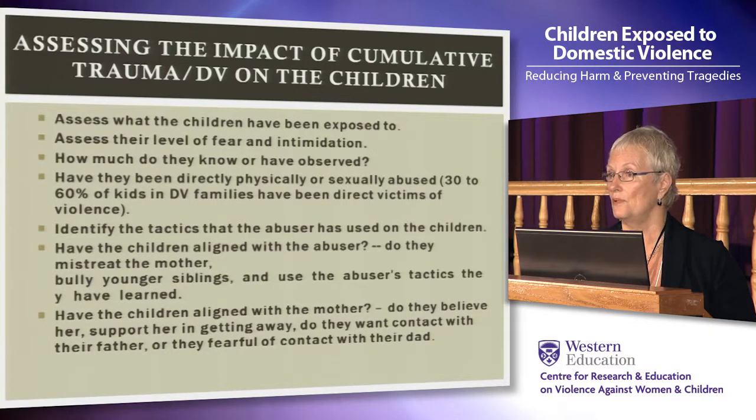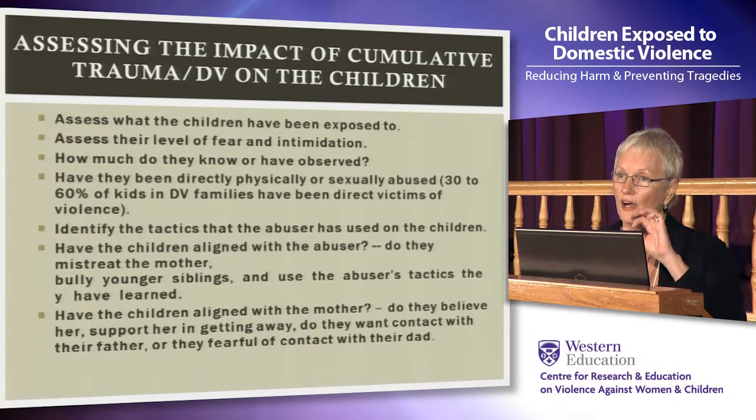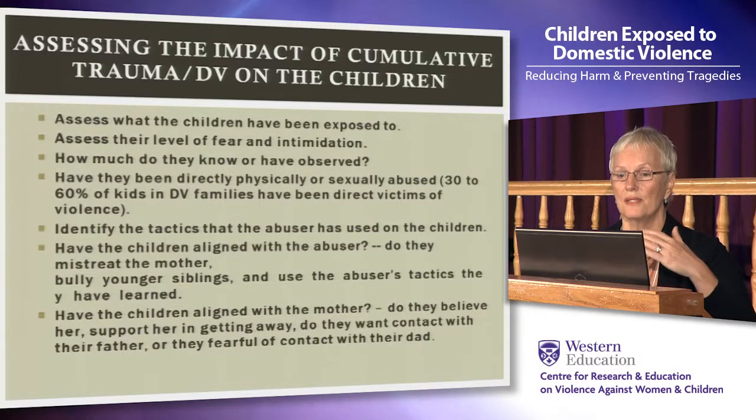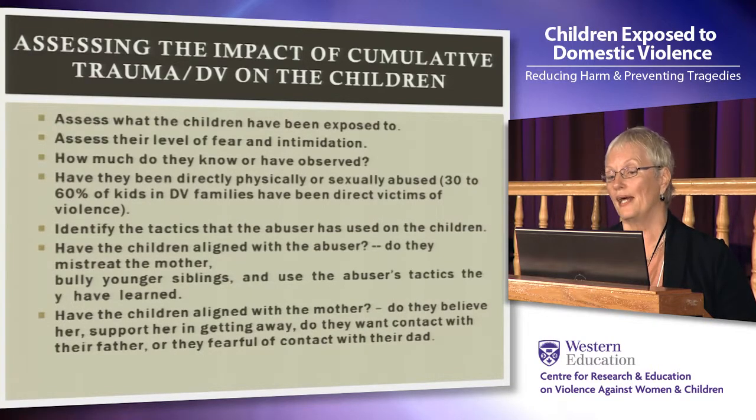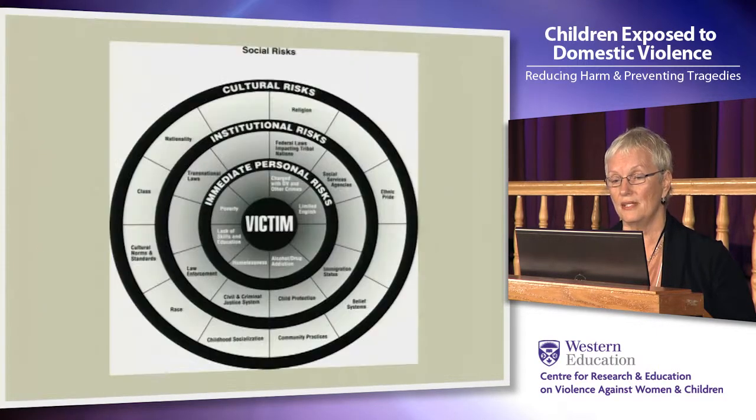What are the tactics that the abuser may use on the children? Again, articulating them, not just to say a yes or no, but really articulating in depth exactly what it is they've been exposed to. And have the children aligned with the abuser? Do they mistreat the mother? Are there younger siblings that are being bullied or bullying and are using the abuser's tactics that the younger children or older children may have learned? Have the children aligned with the mother? Do they believe her, support her in getting away? And do they want contact with their father, or do they feel fearful of contact with their dad? Those are all things that I think are important.